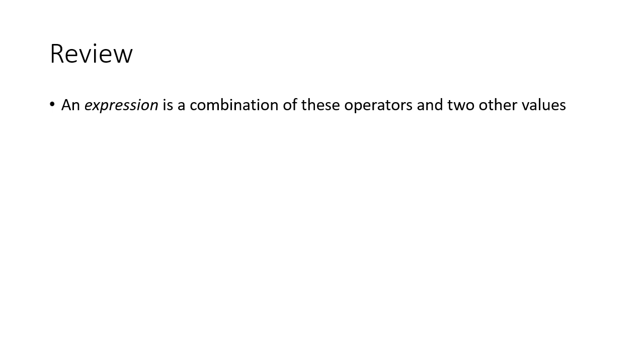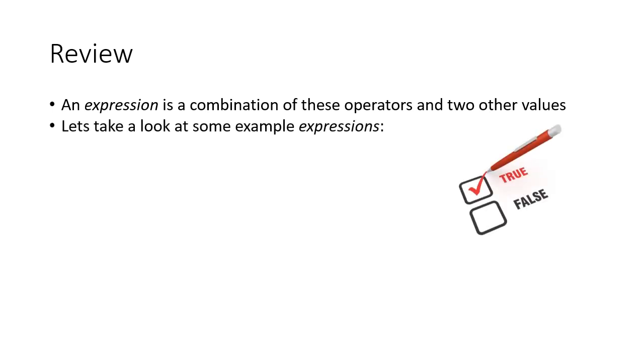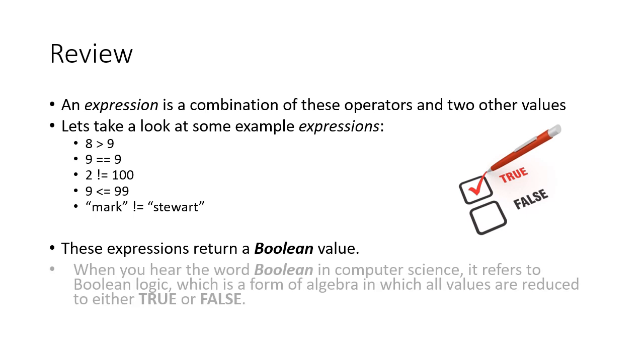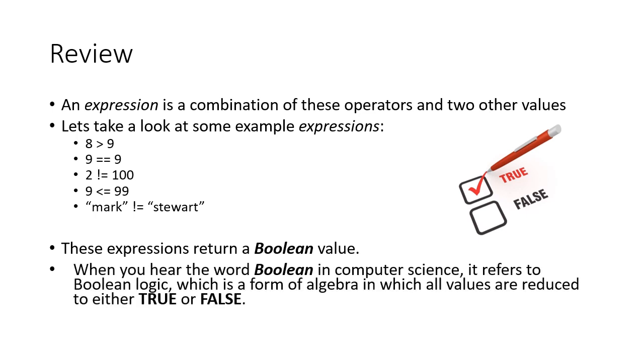An expression is a combination of these operators and two other values. Let's look at some example expressions. 8 is greater than 9. 9 is equal to 9. 2 does not equal 100. 9 is less than or equal to 99. And the string Mark does not equal the string Stuart. These expressions are going to return a Boolean value, which is either true or false.